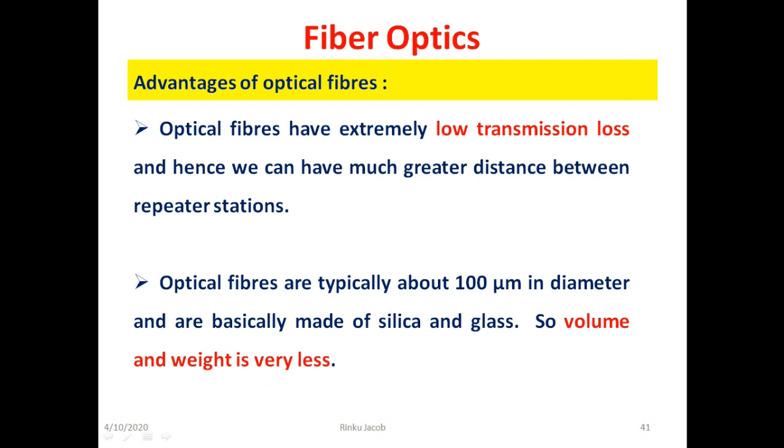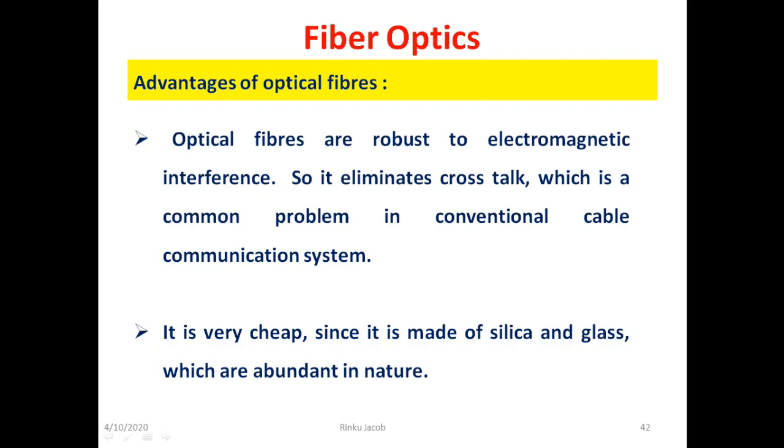Firstly, optical fibers have extremely low transmission loss and hence we can have much greater distance between repeater stations. Secondly, optical fibers are typically about 100 micrometer in diameter and are basically made of silica and glass. So the volume and weight is very less. Thirdly, optical fibers are robust to electromagnetic interference. So it eliminates crosstalk, which is a common problem in conventional cable communication system. And finally, it is very cheap since it is made of silica and glass, which are abundant in nature.